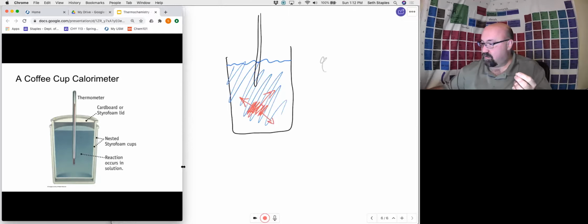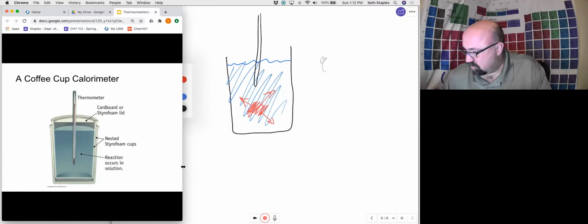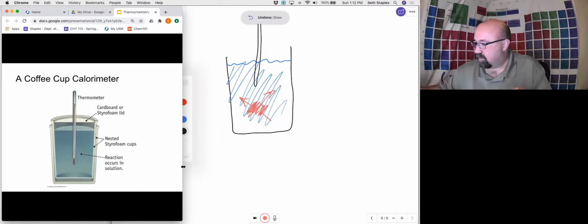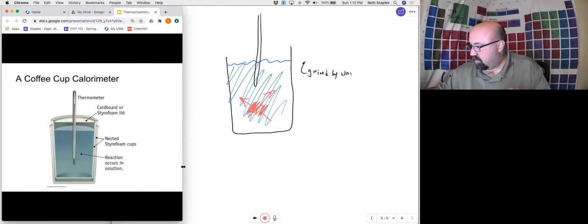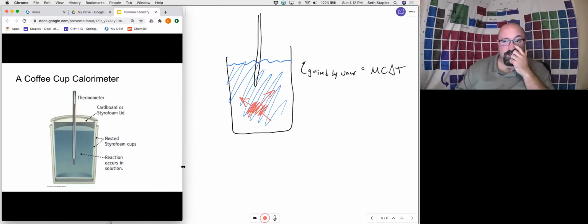We've talked about that pretty extensively at this point. Our energy gained by the water, we can just calculate using our old friend Q equals MC delta T. Because we would be able to know pretty easily how much water is in there. We can know the mass of our water. We know the specific heat of water. And then we can use our thermometer to measure the temperature change.